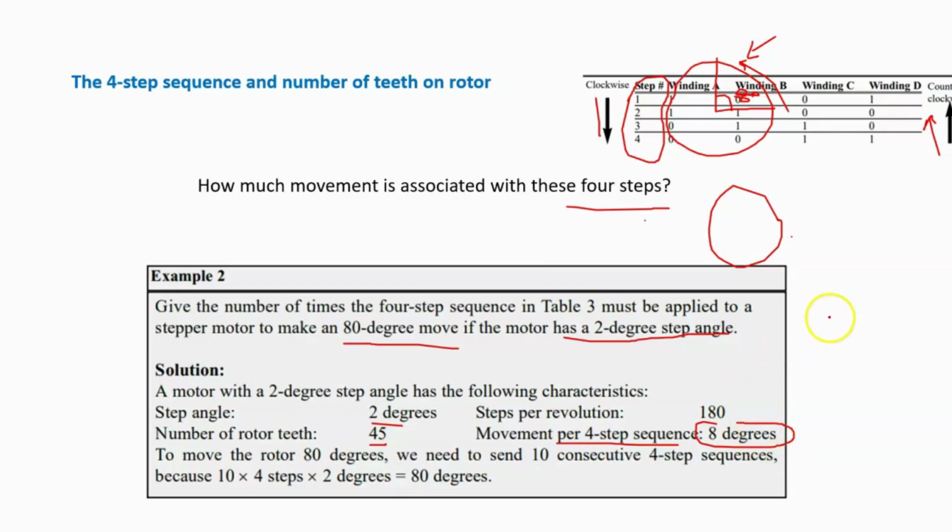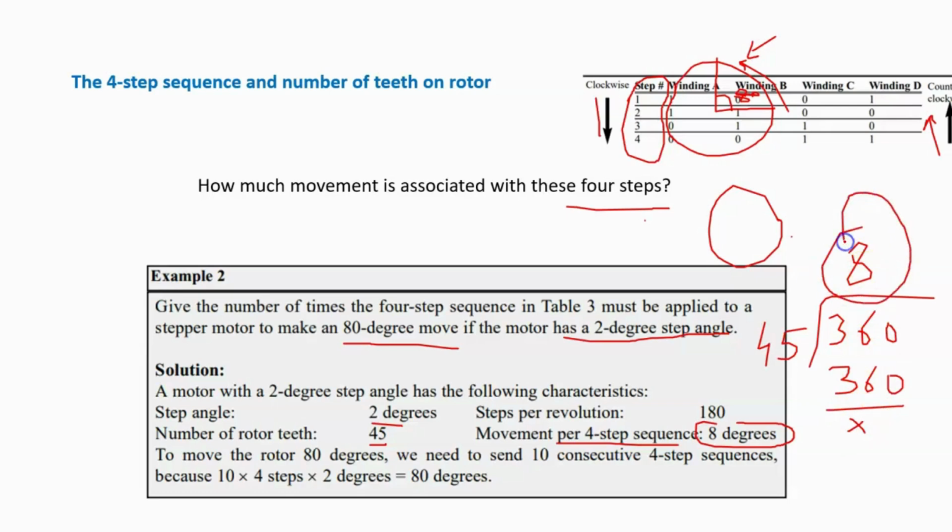How is it determined? It is actually the rotor teeth that are used for this purpose: 360 divided by 45, which is the number of rotor teeth, whereas 360 is the complete revolution. So we get 8. Whatever the rotor teeth of a motor are, 360 will be divided by that number, and this number is the degrees moved per four-step sequence of that motor. So we have now come to the point that if we apply this four-step sequence one time, then this motor will move for 8 degrees. But we are interested in moving this motor for 80 degrees. So it is now a very simple problem.